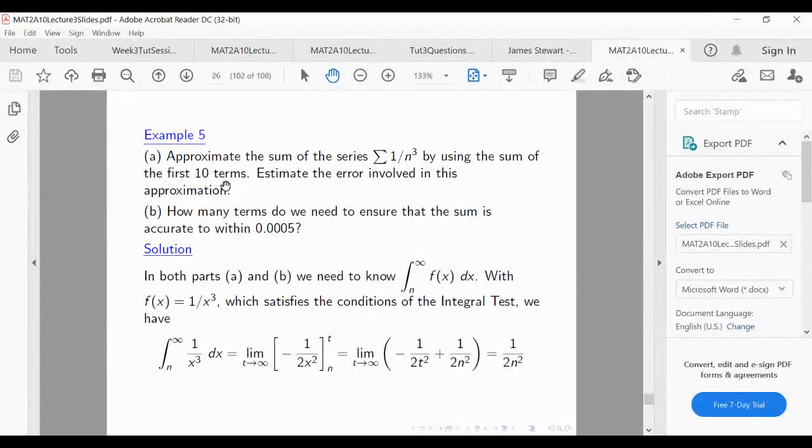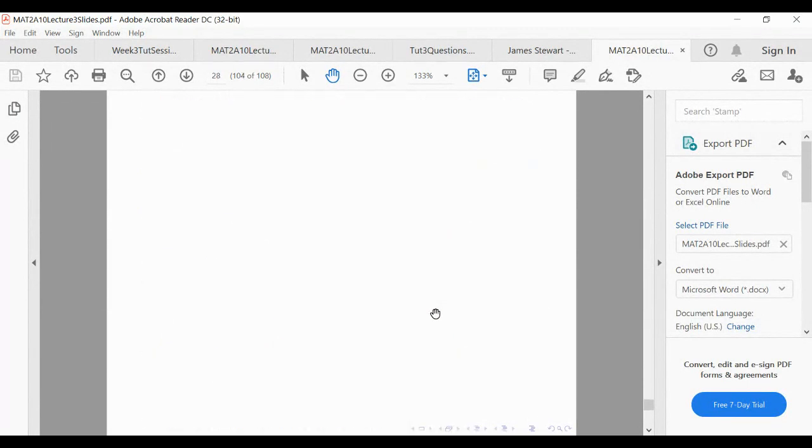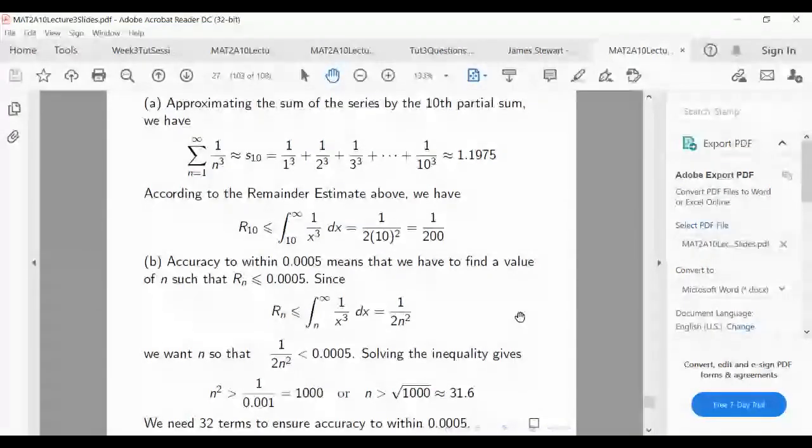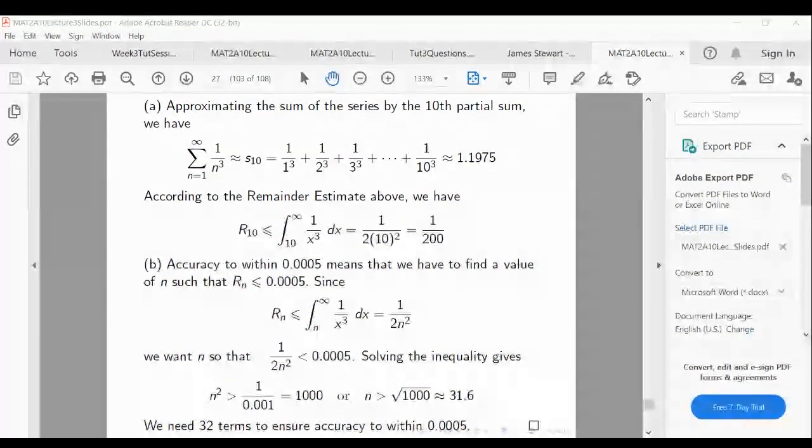Okay, and so there is an example 5 that shows you how to approximate the sum of the series by using the sum of the first 10 terms, and to estimate the error. How many terms do we need? And this is what you need to continue to tackle that problem. You're free to read ahead for tomorrow's lecture, or to wait until the lecture and then to tackle the problem. I'm going to stop sharing. Then we look at another question.